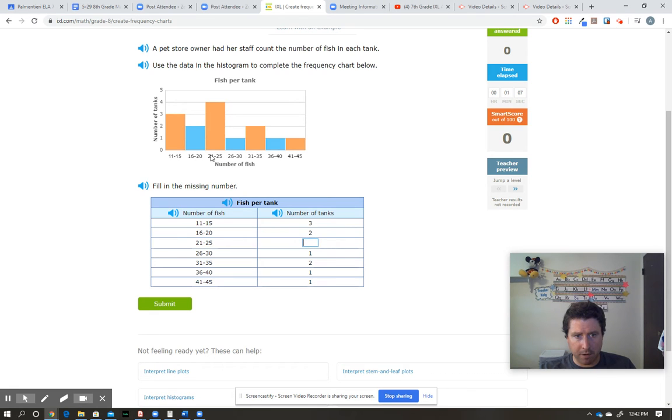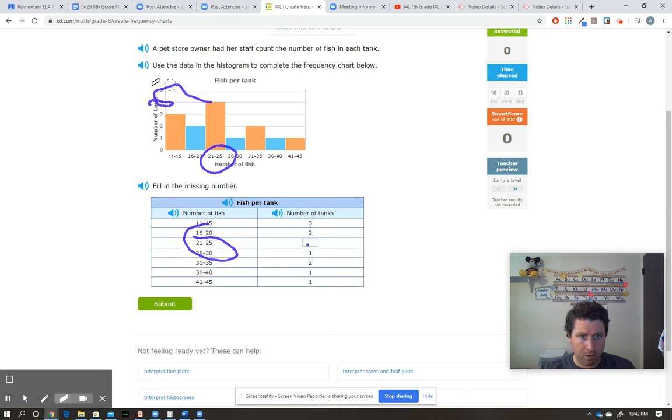So what I need to do is figure out, well, 21 to 25 is right here. And let me get out my little marker so you guys can clearly see this. So here's 21 to 25, okay? And here I have it here. Now I want to know, what does this line up with? Ooh, it lines up with 4. So this would be a 4, okay? And sorry for that crazy looking line, but you can see that it lines up. If I go all the way across here, it lines up with 4. So meaning I have 4 tanks that have 21 to 25 fish in them. Okay, so that's all you're doing here.